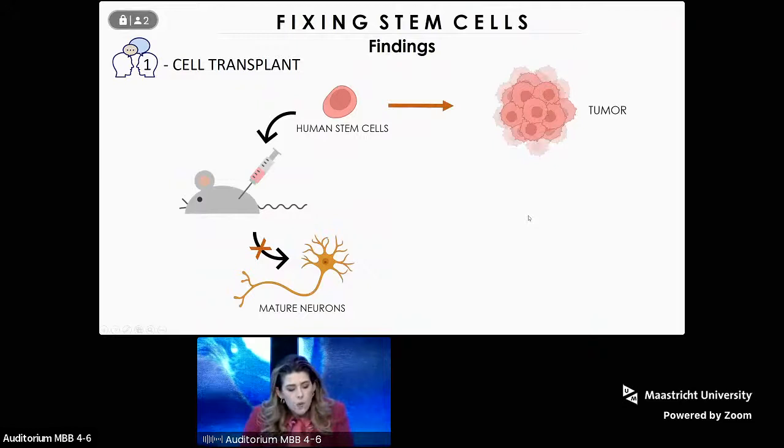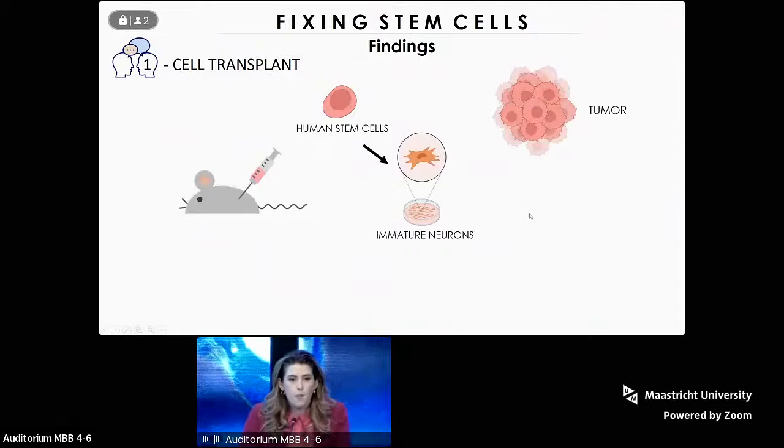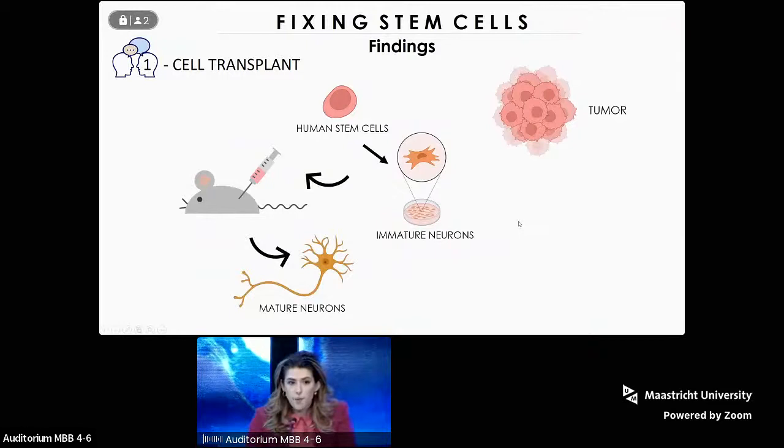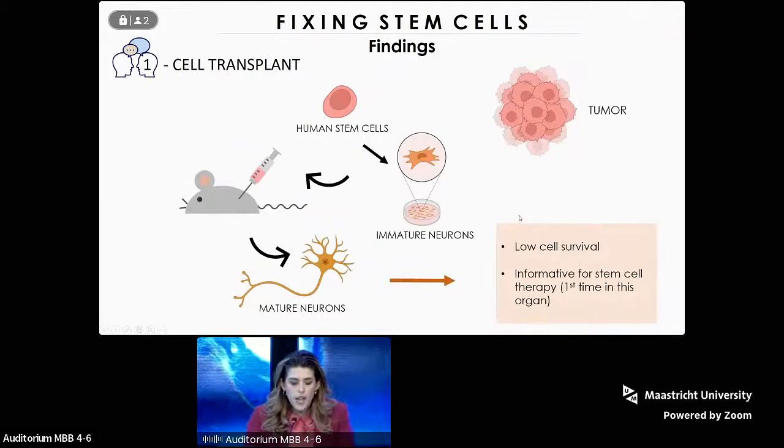Instead, before I injected them, I told them you have to become neurons. I made them immature so that they still had a chance to get that information that they were missing from the rat, but without telling them too much. And so after injecting them, I was indeed able to get more mature neurons. Unfortunately, there was still a very low level of them, not enough to really conduct any future studies from those cells. Nonetheless, it was still very informative for stem cell therapy, as this was the first time anyone had ever attempted to inject human stem cells in this particular pain center.